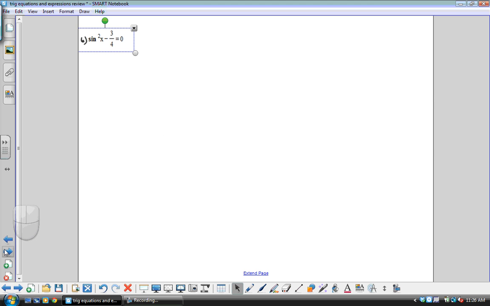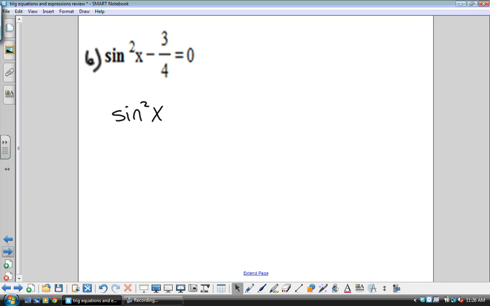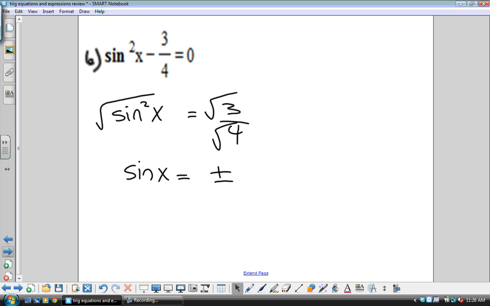Now we're moving on to the quadratic ones here. So this quadratic doesn't have a linear term, so we can solve it by the square root method. So sine squared x, and we'll just add the 3/4 over here and be positive 3/4. Now we're going to take the square root of both sides. So numerator and denominator, my fraction. So we get sine x. And recall, since we take the square root of both sides, we need to say plus or minus square root of 3 over 2.